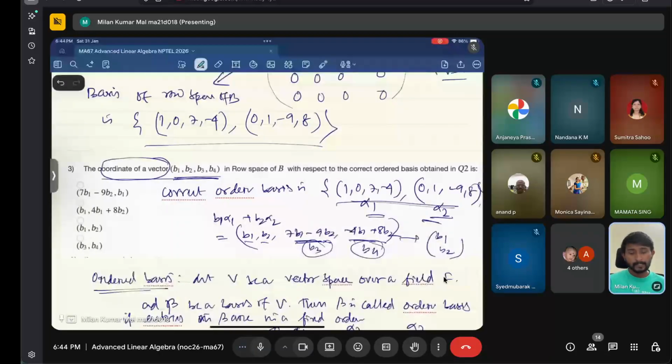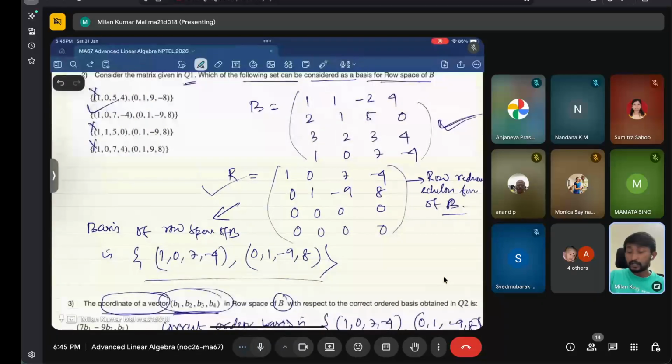Is it clear? Because here it will be a little complicated. If you take B1 alpha 1 plus B2 alpha 2, in that case you will no longer get B3 B4. But it's clear that if you want to get this type of vector from the row space of the matrix B, this was the matrix, for those who came later, this is the B matrix: 1 1 minus 2 4, 2 1 5 0, 3 2 3 4, and 1 0 7 minus 4.